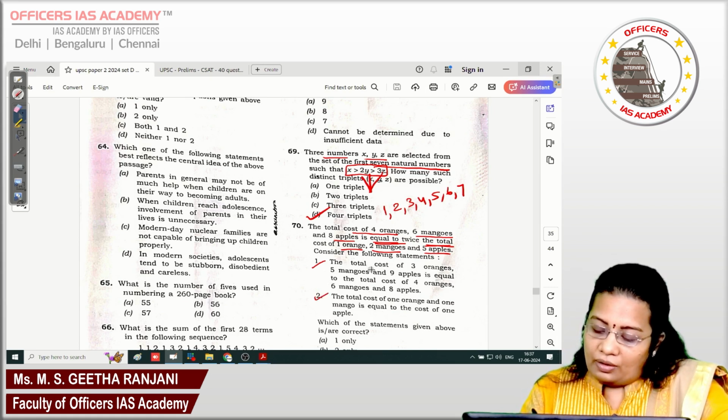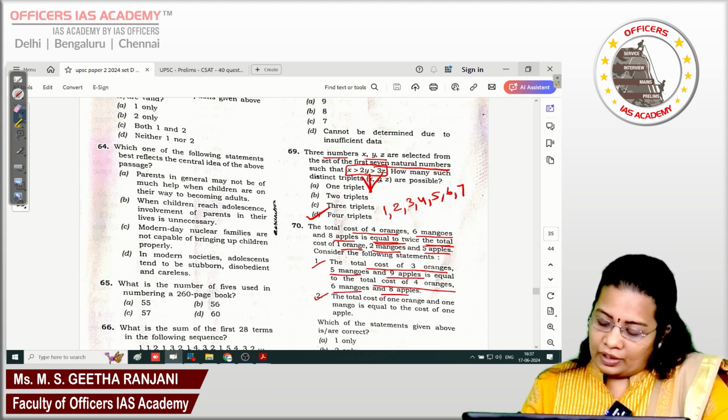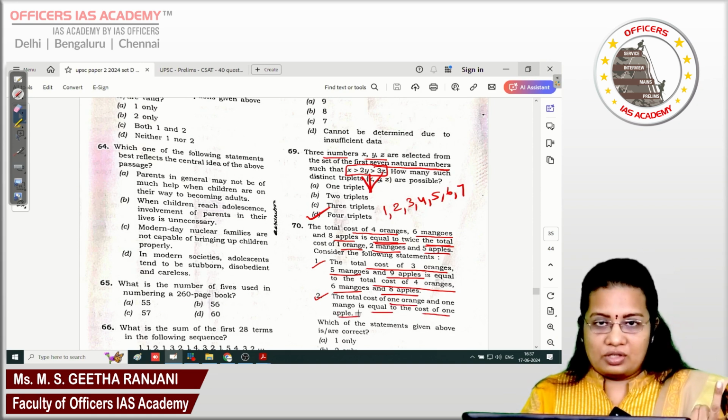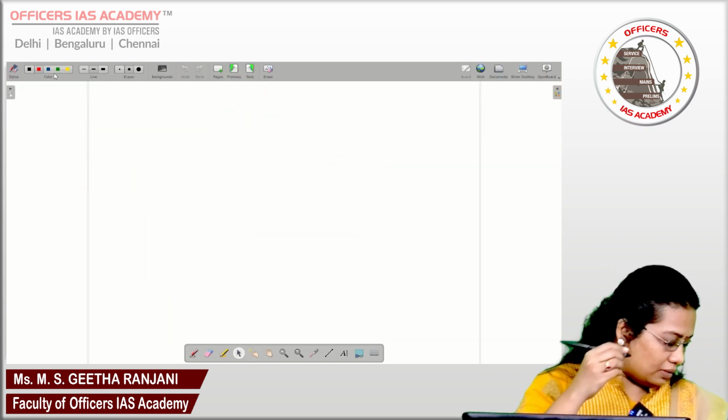Total cost of 3 oranges, 5 mangoes and 9 apples equal to the total cost of 4 oranges, 6 mangoes and 8 apples. Second one, total cost of 1 orange and 1 mango equal to the cost of 1 apple. You want to choose which option is correct, which statement is correct, 1 or 2 or both. So let me write it.